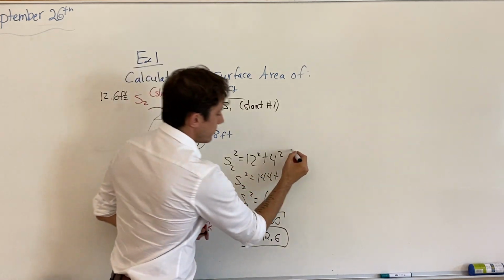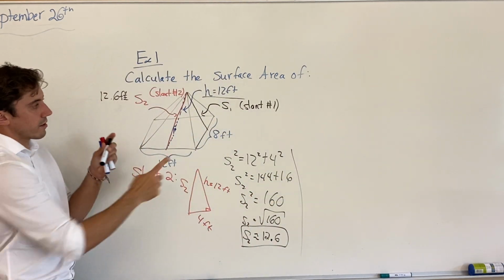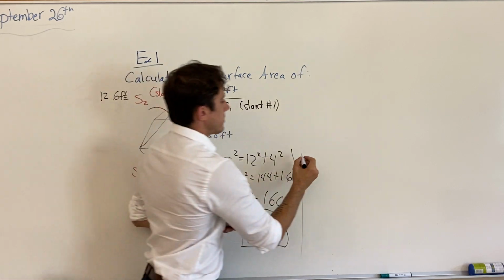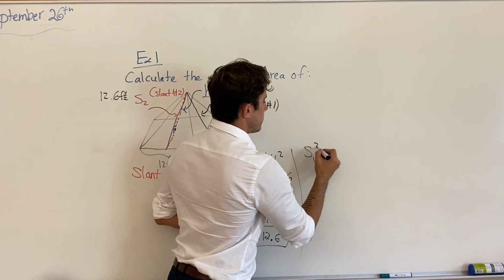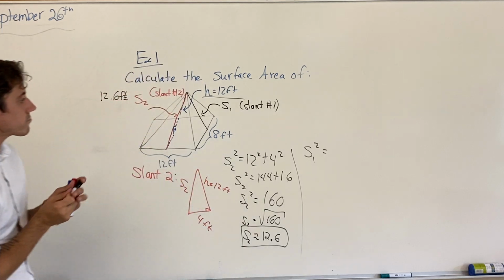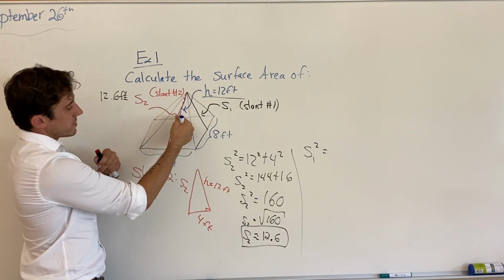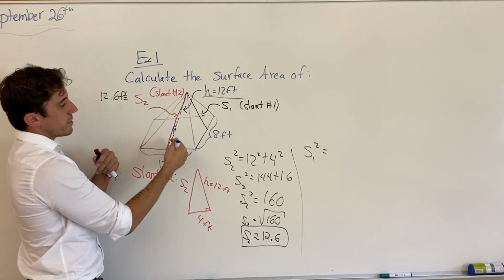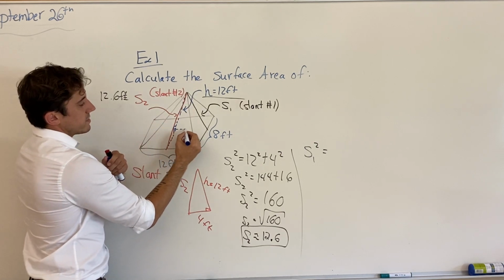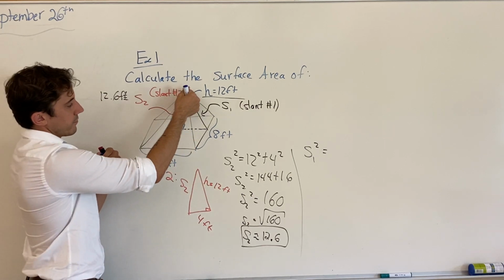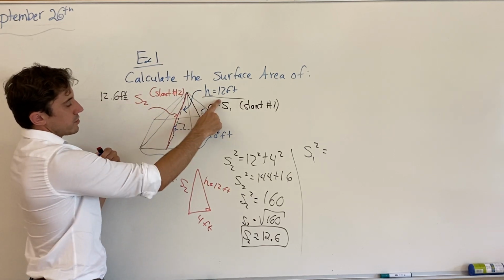Now we're going to have to do something very similar for our side triangles for our S1, our first slant height. So using a similar approach, this one is a bit easier to draw. Since we have the vertical height going straight down the very center of the pyramid, this one's easier to draw: a nice right-angle triangle where we have the vertical height of 12.